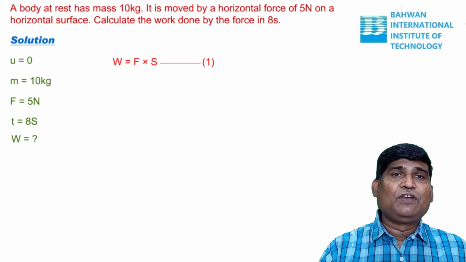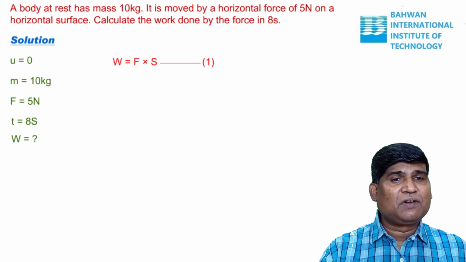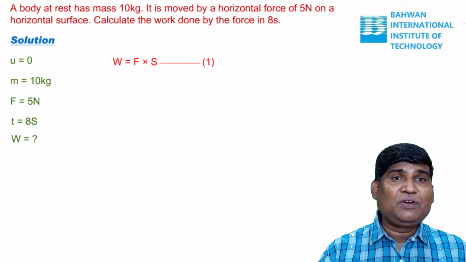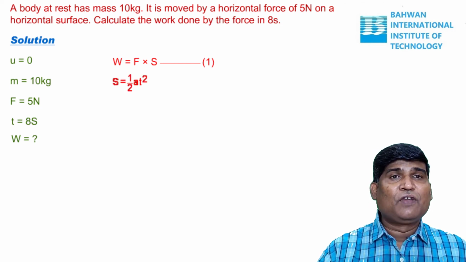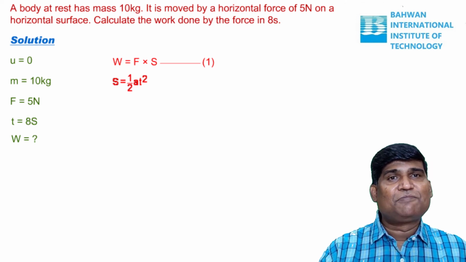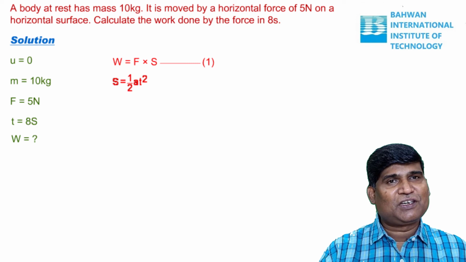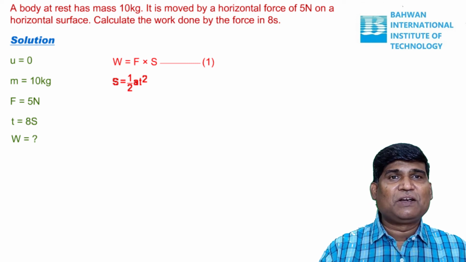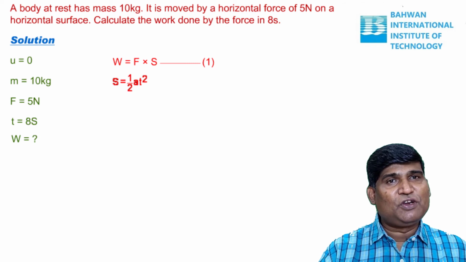For this, we know the formula W is equal to Fs, but S is still not there, right? We need to get S. For that, we are using the equation of motion, which we already learned in the previous chapters, force and laws of motion. Displacement S is equal to half a t square, where S is the displacement, a is the acceleration of the body due to force, and t is the time of travel.